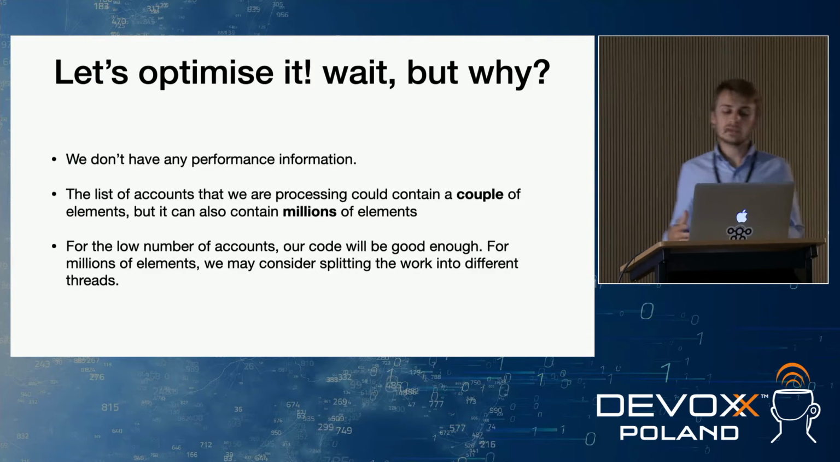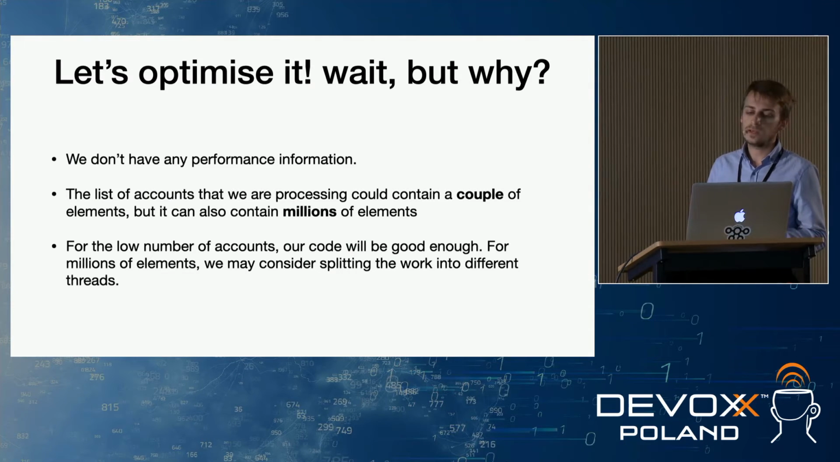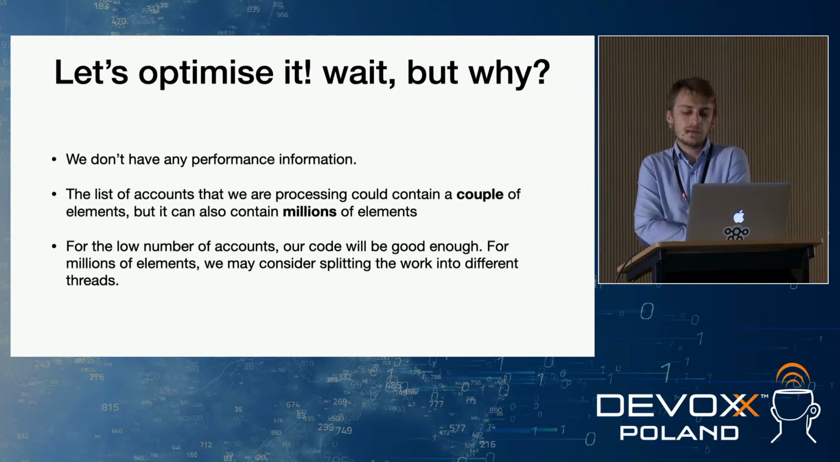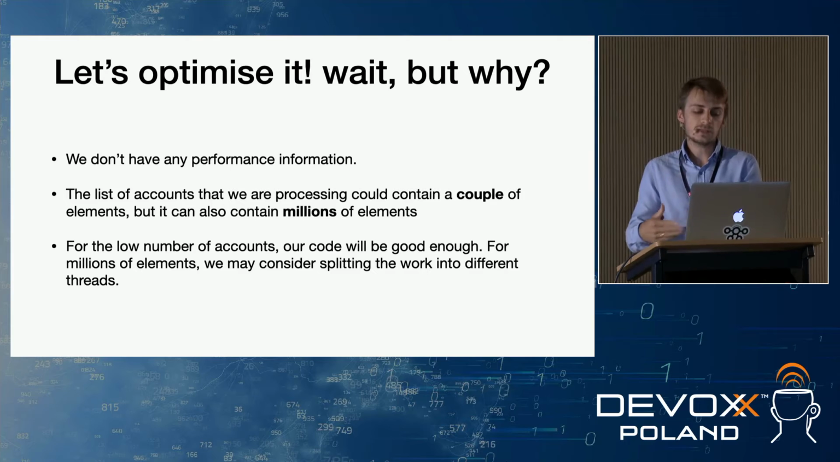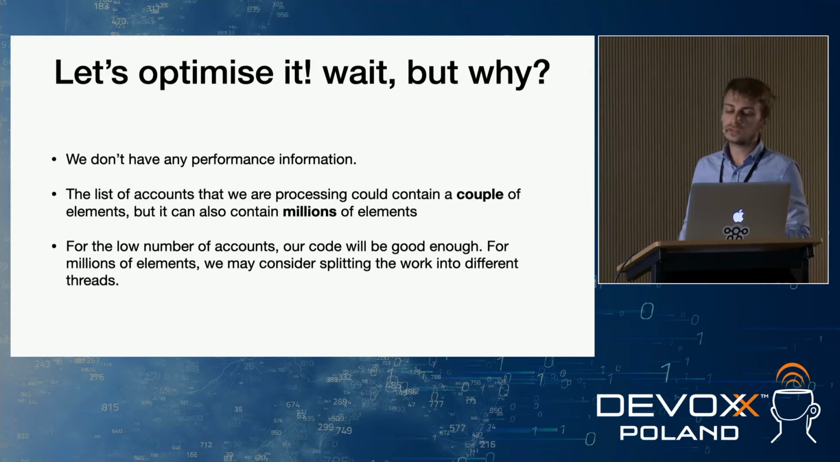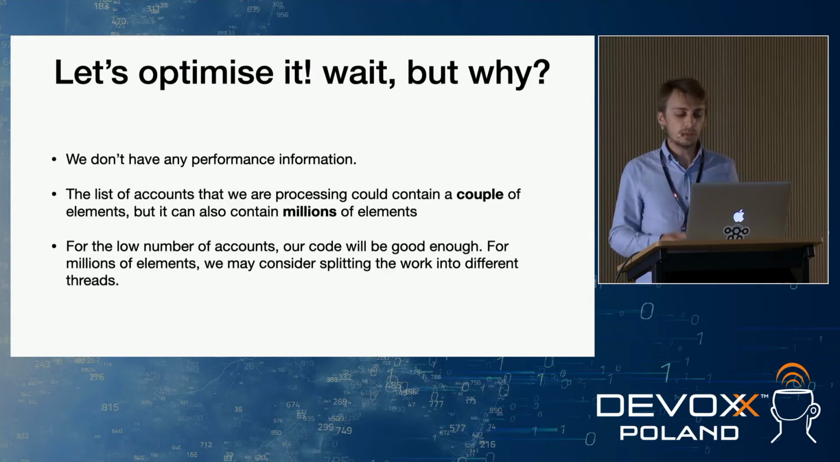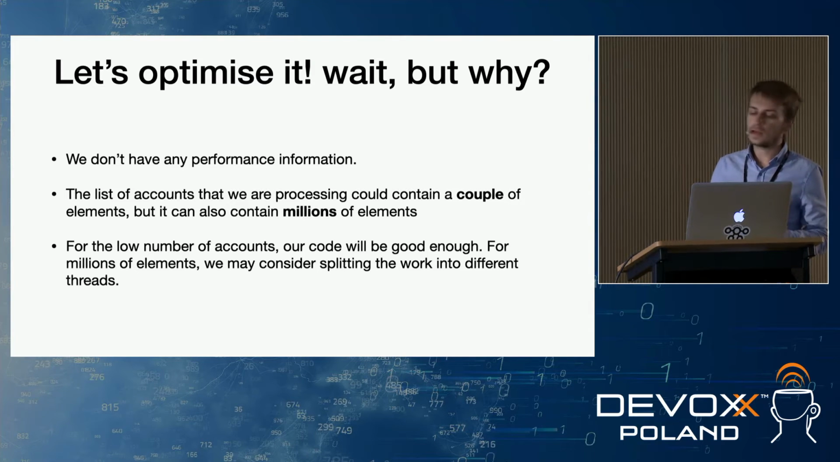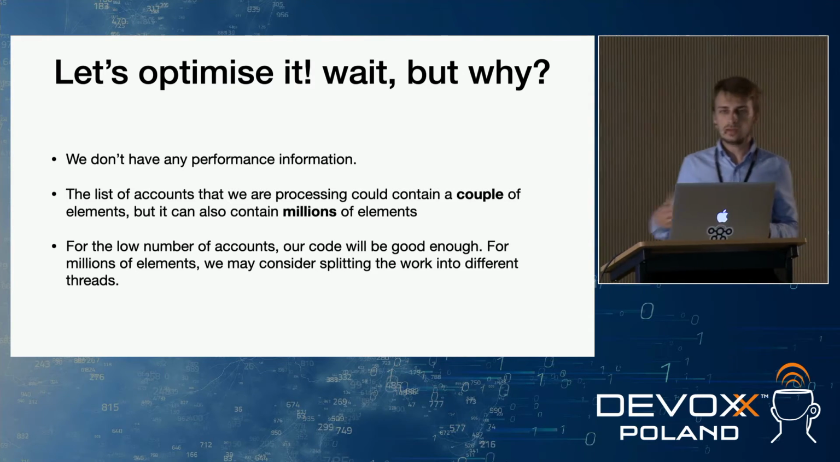So we created this code as the first approach. It is important to know that we don't have any performance information at this stage. The list of accounts that we are processing could contain a couple of elements, but it can also contain millions of elements. And without this knowledge, it's hard to optimize the performance of this specific processing. For a low number of accounts, our code will be good enough, right?